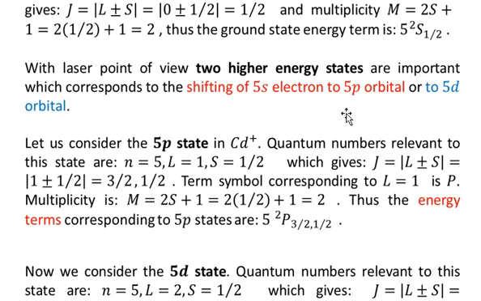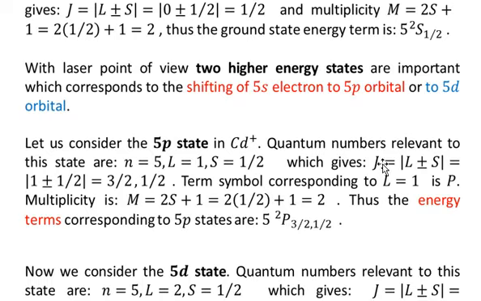Now we have to talk about this 5p orbitals when the electron is raised to 5p orbitals or the 5s electron is raised to 5d orbitals. Let's talk about these two orbitals. Let us consider the 5p state in the cadmium ion. Quantum numbers, you see that only one electron is present in the 5p orbitals. So quantum numbers relevant to this state are n equal to 5, principal quantum number is 5. Capital L, which corresponds to the value of a p, is capital L equal to 1. And capital S, since we have only one electron, so we have capital S equal to half.